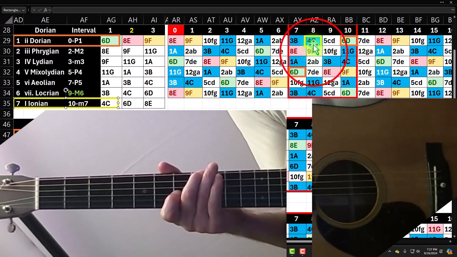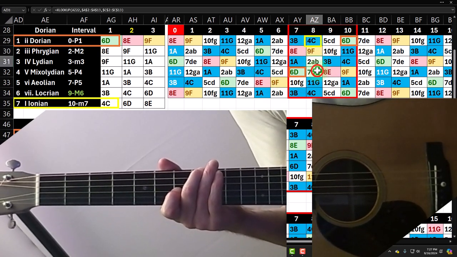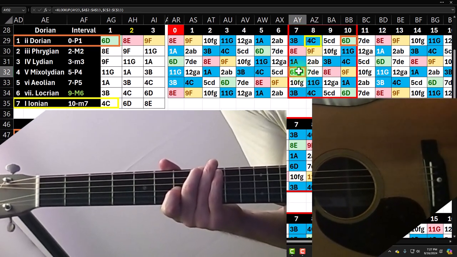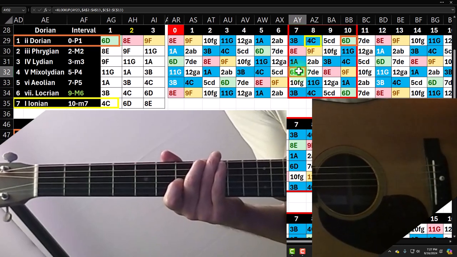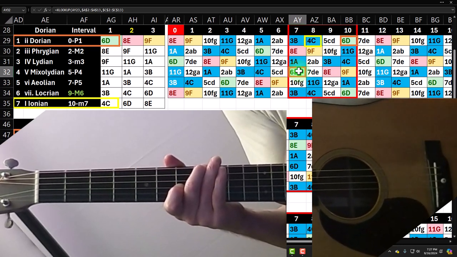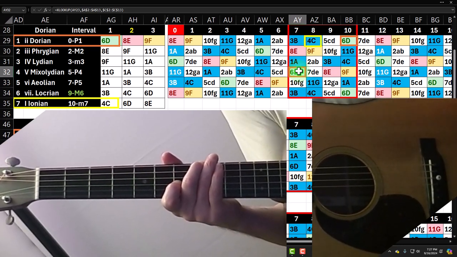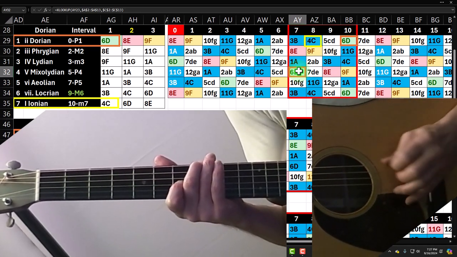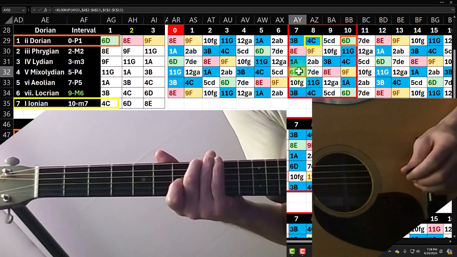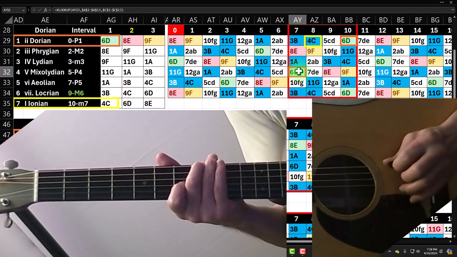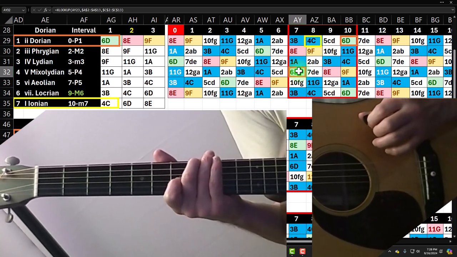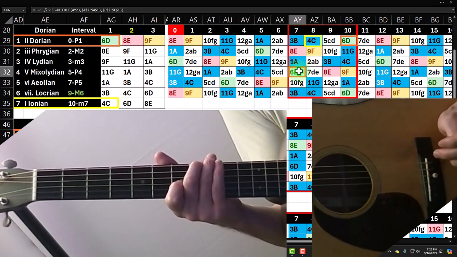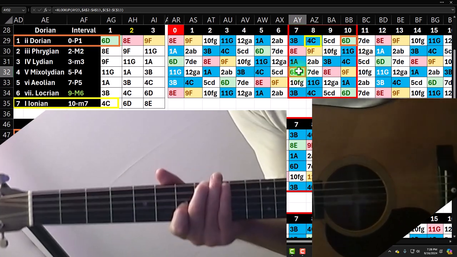If I counted it from the C though, it'd be 5, 10, 15, 14. 14 minus 12 is two, and that would be a two note away major second. So if I go from C to D this way, two note away major second, but if I go from D to C, that should be then a 10 note away minor seven. All right, hopefully I got that correct.